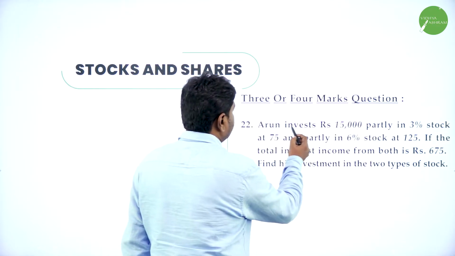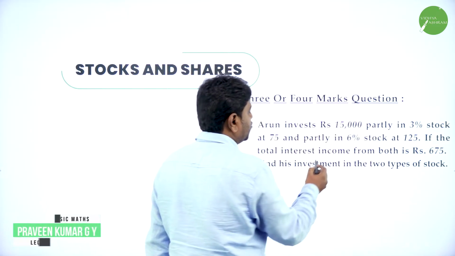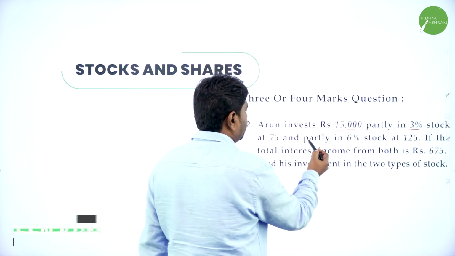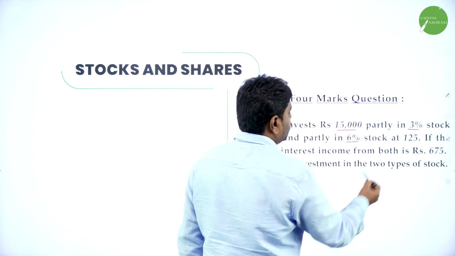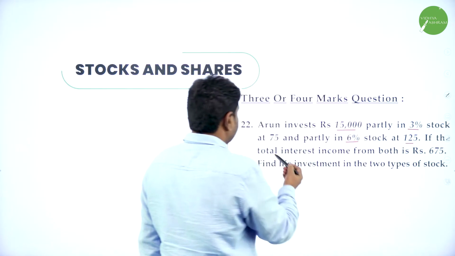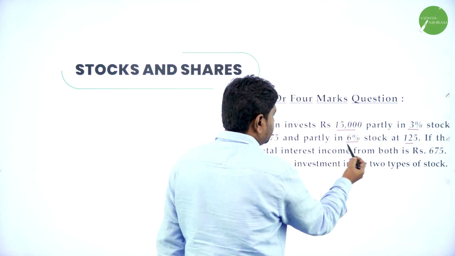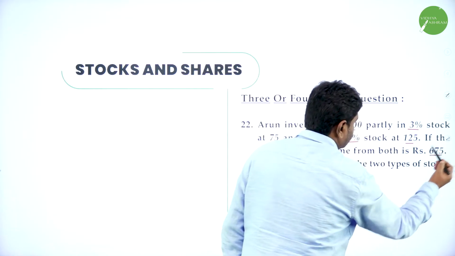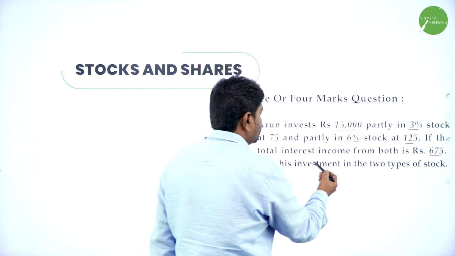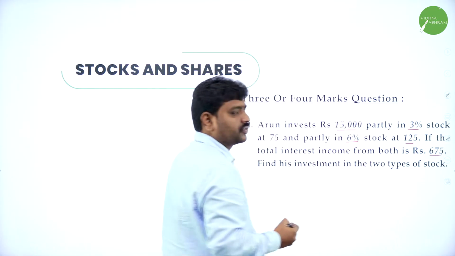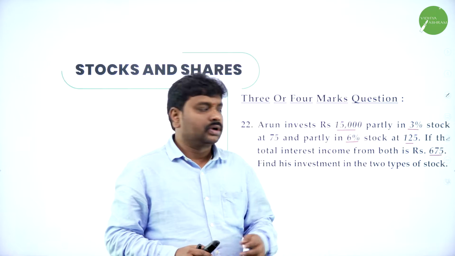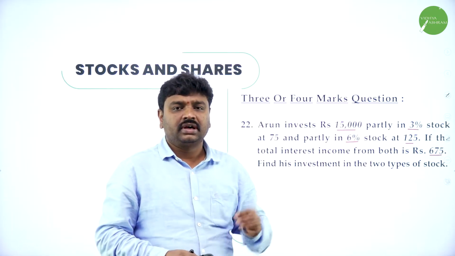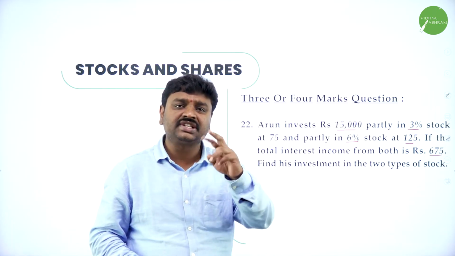Question 22. Arun invests rupees 15,000 partly in 3% stock at 75 and partly in 6% stock at 125. If the total interest income from both is rupees 675, find his investment in the two types of stocks. So they gave Arun is investing total 15,000 rupees in two types of stocks, and they want you to find the investment in each stock.